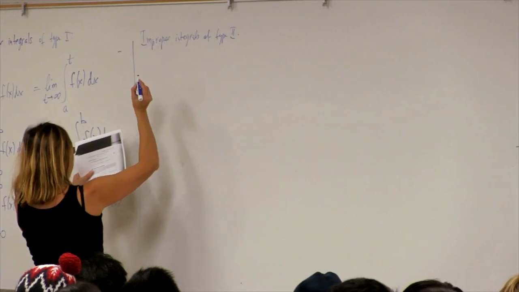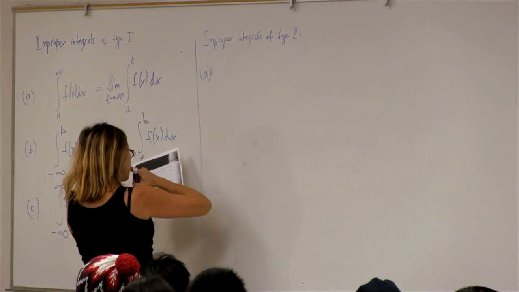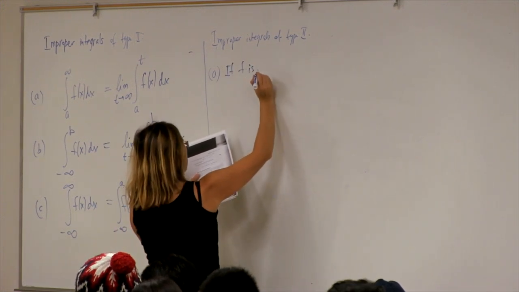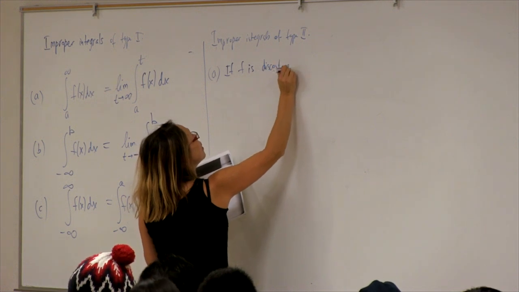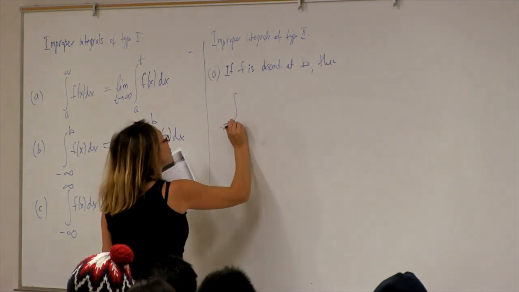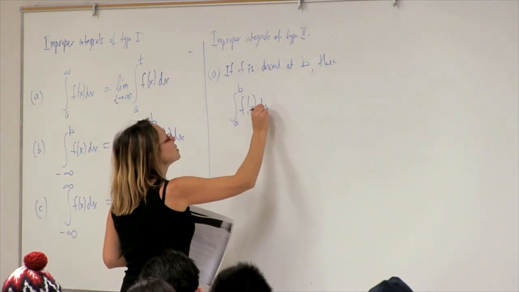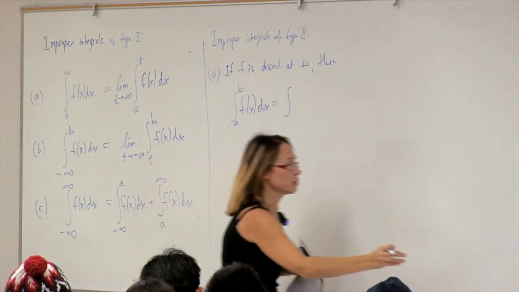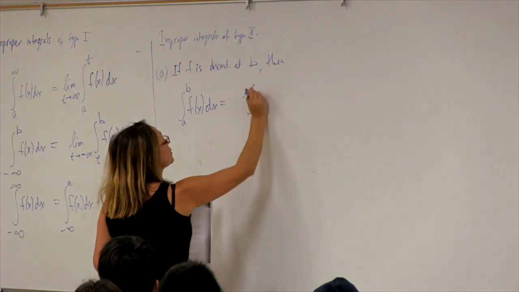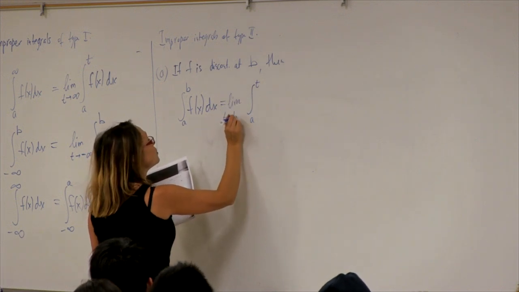And let's say that here we again have a, b, and c. So if f is discontinuous at b, then the integral from a to b becomes improper. And what I need to do is the following. I'm going to replace the upper limit of integration with a symbol t and set up a limiting process, where t approaches b on the left.